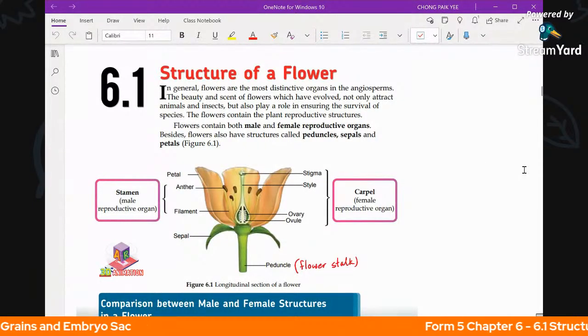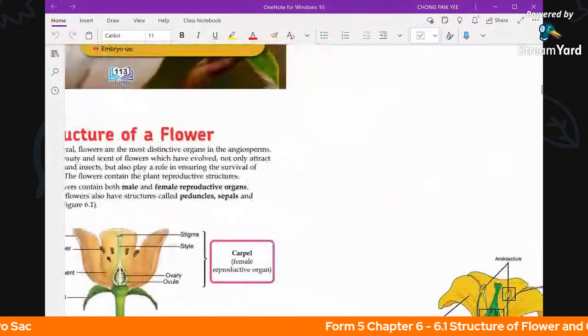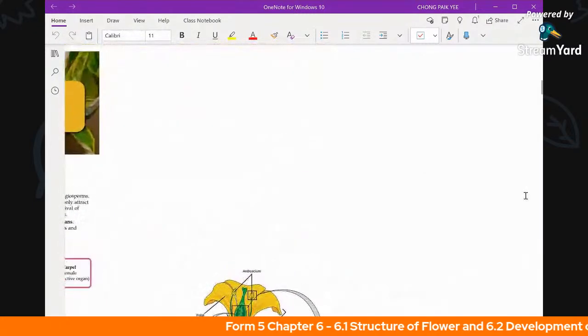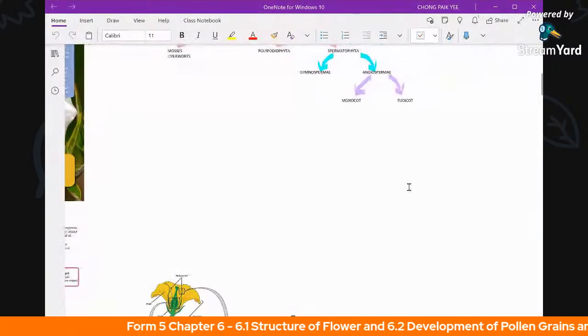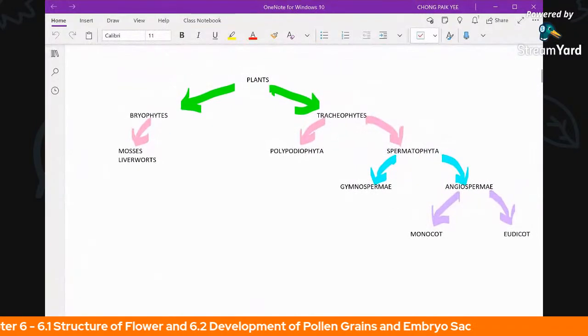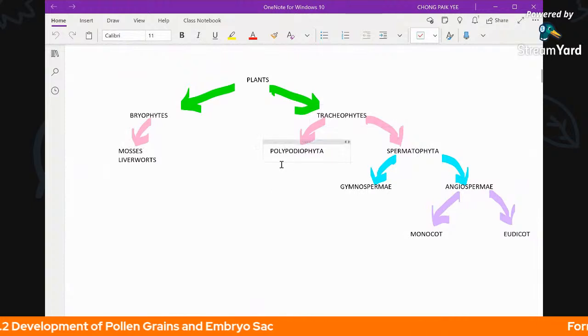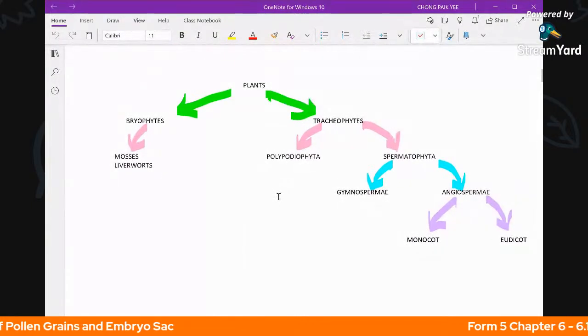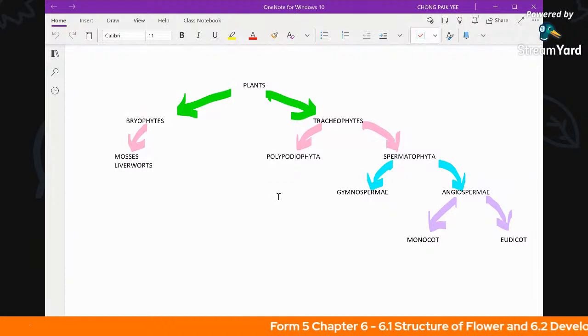Now, let's look at the classification of flowers first. Of course, a flower is a plant, right? Let's look at the actual classification. You have actually learned chapter 8 in my classes, so this is more or less backtracking. But because you've gone through chapter 8, probably you will understand this.